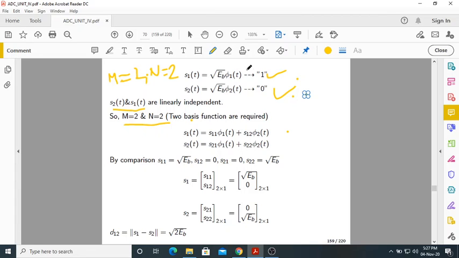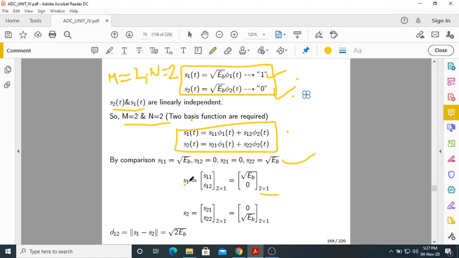You compare these two with these two. What do you get? What is S11? Root Eb. What is S12? 0. What is S21? 0. What is S22? Root Eb. This is the comparison. But what is signal vector S1? S11, S12, 2 cross 1. What is S11? Root Eb. S12, 0. So root Eb, 0, 2 cross 1.